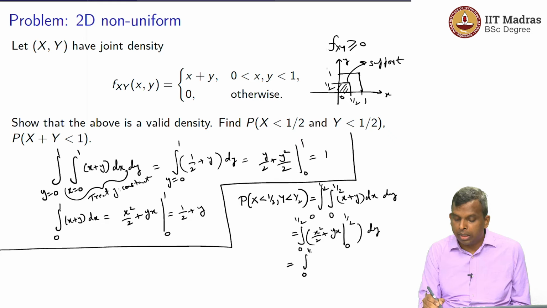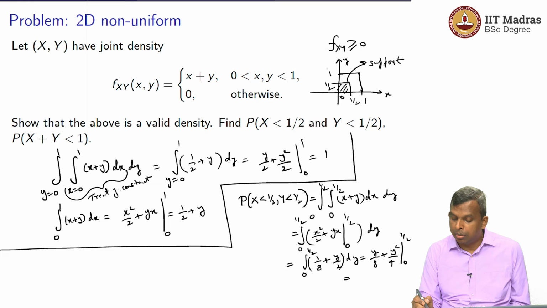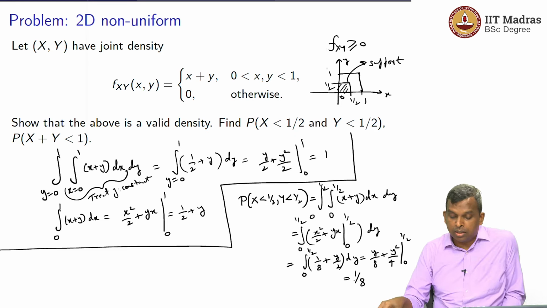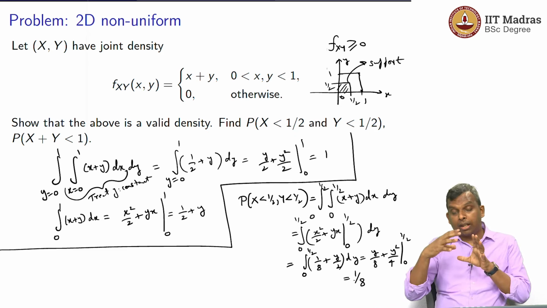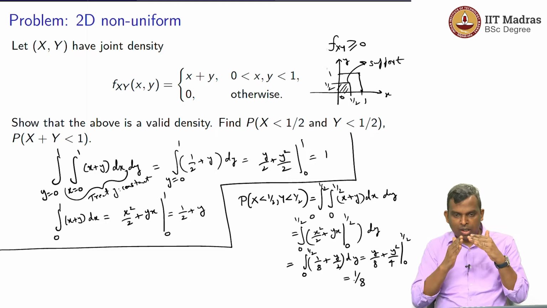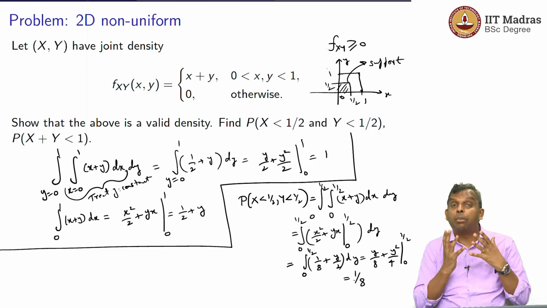And that I have to integrate between 0 and half. Once again the integral is going to be y by 8 plus y squared by 4, between 0 and half. So that will be 1 by 16 plus 1 by 16, that's 2 by 16, 1 by 8. So you see, notice how x and y are likely to take higher values together. They're between 0 and half and 0 and half, and it's only 1 by 8 probability.